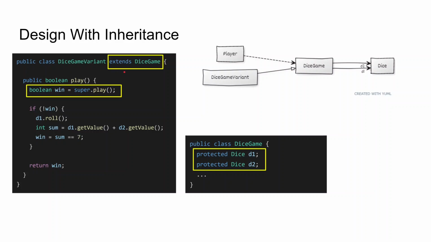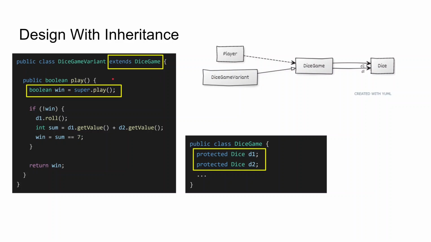And the class diagram looks something like this. So you have the player, it depends on dice game. Dice game has two associations to dice as usual. And the dice game variant is a special type of dice game. It inherits from the dice game.